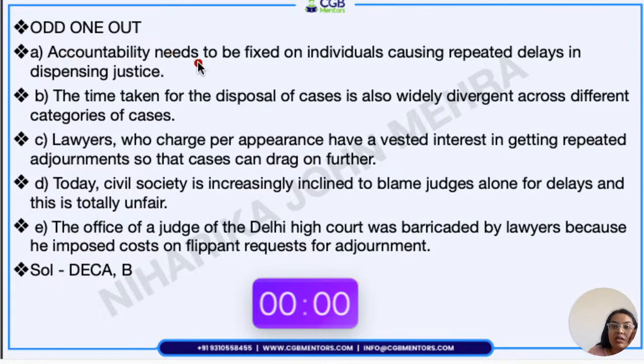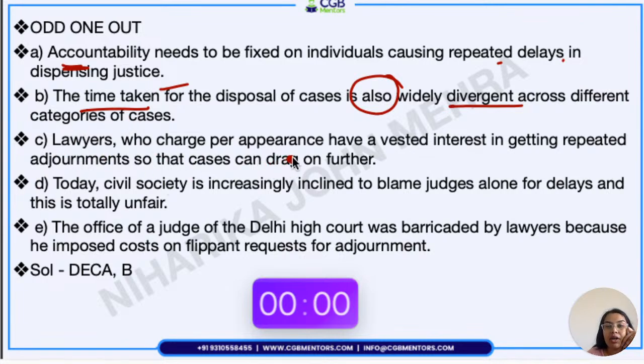Accountability needs to be fixed on individuals causing repeated delays in dispensing justice. ठीक है, ये चीज की जरूरत है. The time taken for disposal of cases is also widely divergent across different category of cases. So B talks about time taken for the disposal is also divergent. That means also बोला है तो इसी के बारे में और कोई बात होगी, then only I can say also.